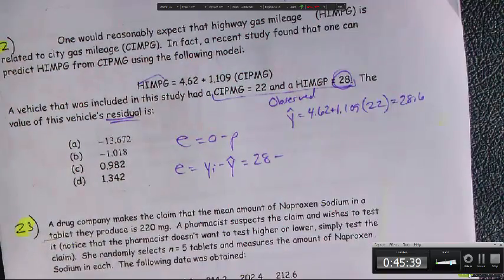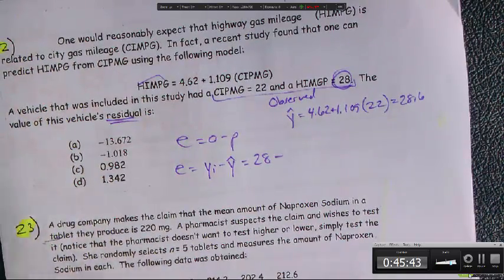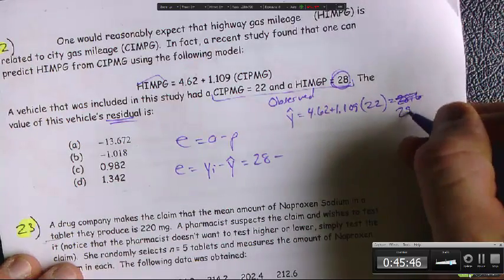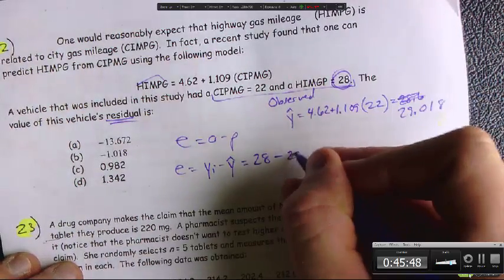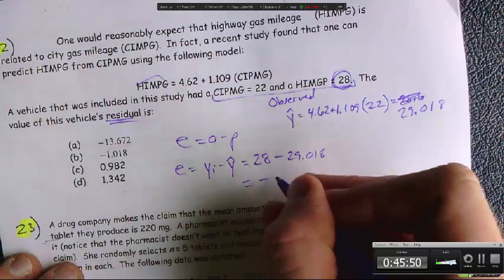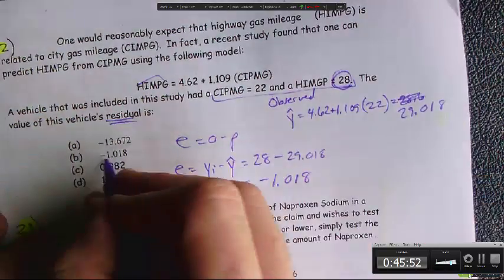One second, it does not give you 28.6. It gives us 29.018. Subtracting those gives us negative 1.018.